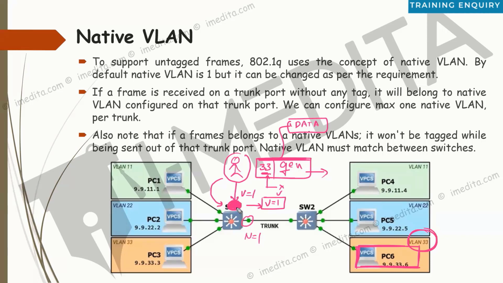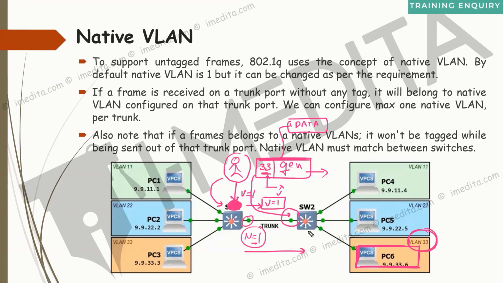So when the data is received onto this particular port and is now being sent out of the trunk link, it will not be tagged, because onto that trunk link the same VLAN is configured as the native VLAN. So you sent this data as it is towards the neighboring switch. You did not tag the data with VLAN number 1, because VLAN 1 was also configured as native on that switch.